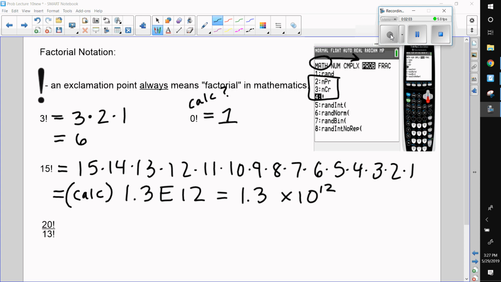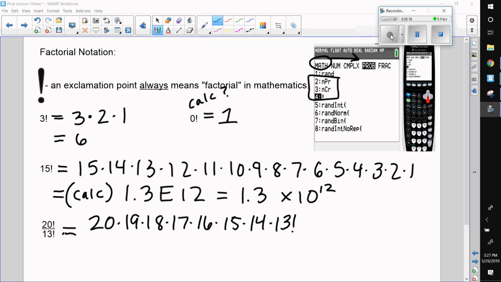The other thing that we can do here is to simplify. Now I can write this out all the way through. I'm going to stop here at 13 because I have this 13 on the bottom. So here I have 20, 19, 18, all the way down for my 20 factorial. I can use this notation and stop whenever I want. The reason I stopped at 13 is because I have 13 factorial at the bottom.